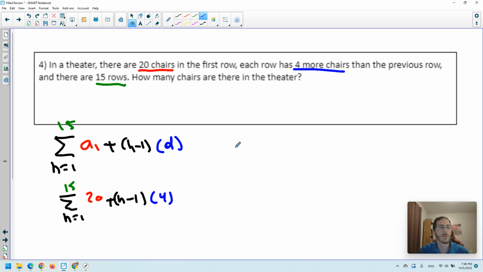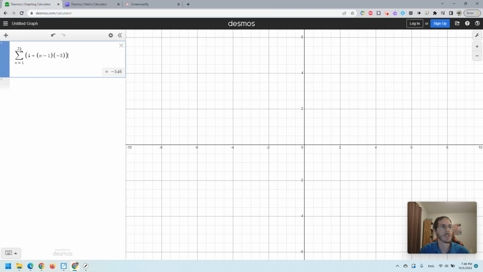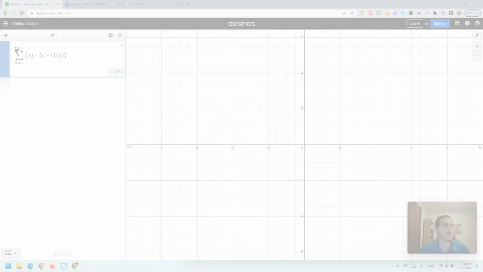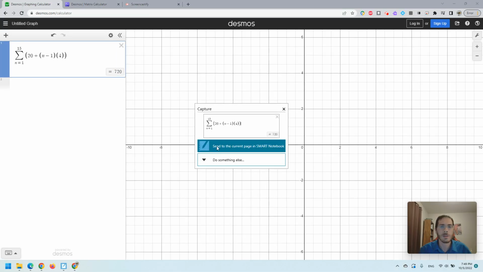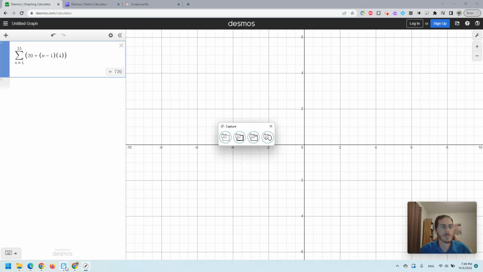So again, we're going to throw this one in. Let's see what we get. 20 and 4 and 15. So 15 rows. Start with 20 chairs in the first row. Each row goes up by 4. 720. There we go. I will grab that. That looks pretty good with sigma. I'm really happy that we got it with sigma.